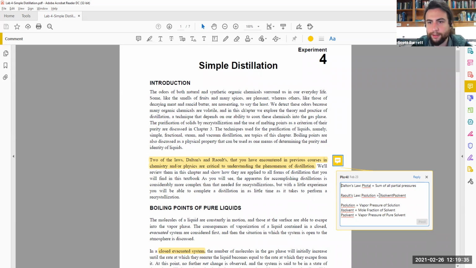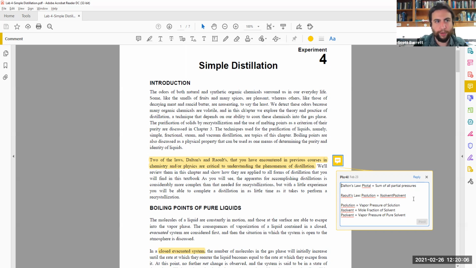Secondly, Raoult's law, the vapor pressure of the solution is equal to the mole fraction of the solvent times the vapor pressure of the pure solvent. So in a system, we can look here, P solution, right here, vapor pressure of the solution, which is the total vapor pressure of that solution, is equal to X of solvent, the mole fraction of the solvent. And we'll look further down to explain what the mole fraction calculations are, as well as P solvent, the vapor pressure of the pure solvent.